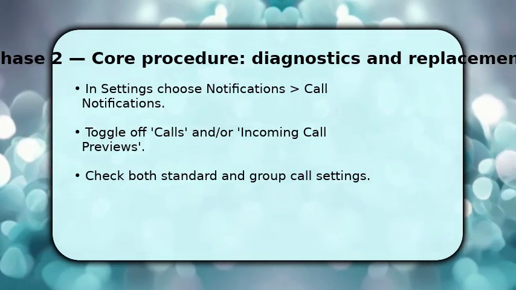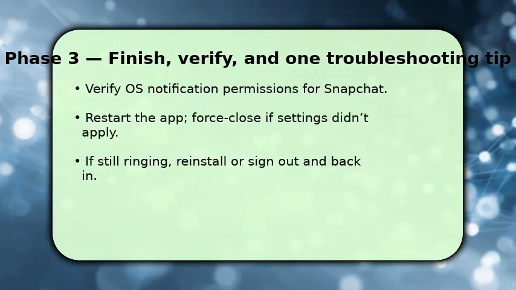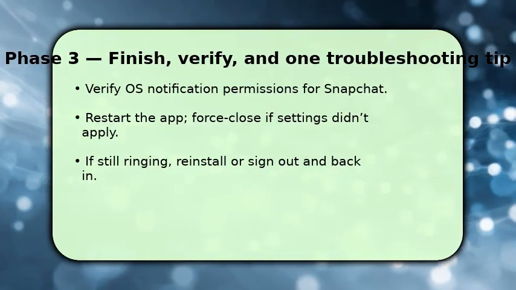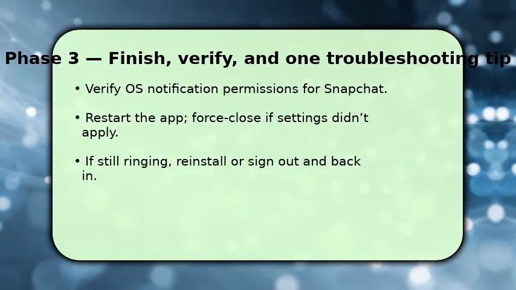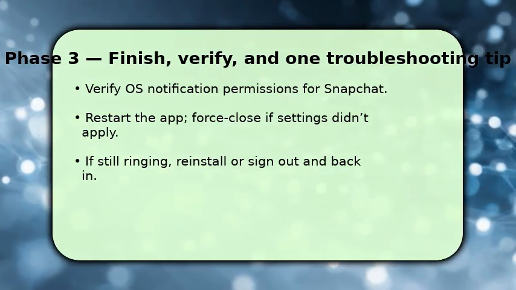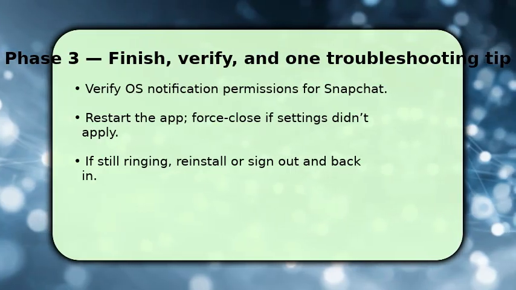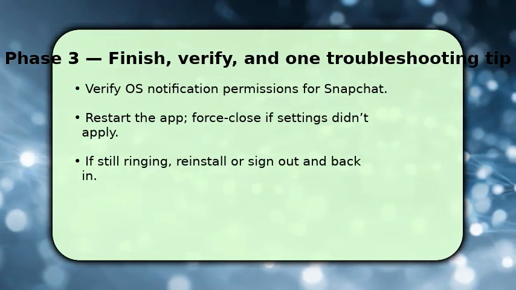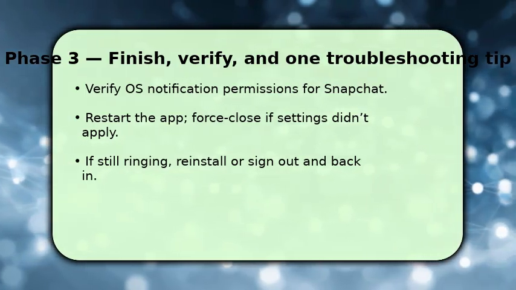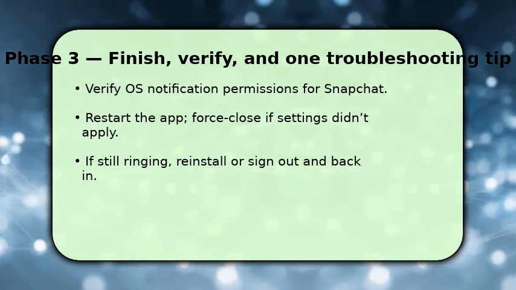Once you've toggled call alerts off, verify the device-level notification permission. Go to your phone settings, Notifications, Snapchat, and ensure app notifications are allowed but call-style alerts disabled. If changes didn't apply, force close and reopen Snapchat. Sometimes a restart applies the new state. If call notifications persist, sign out and sign back in, or reinstall the app to reset cache settings. As a final troubleshooting tip, check any linked devices or desktop Snapchat, because those can still.